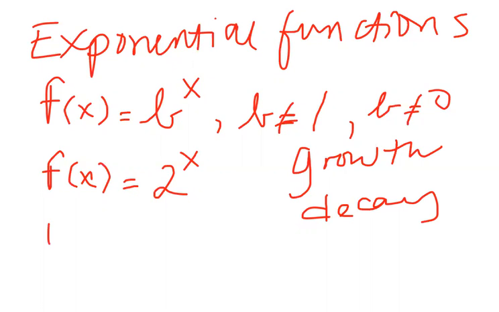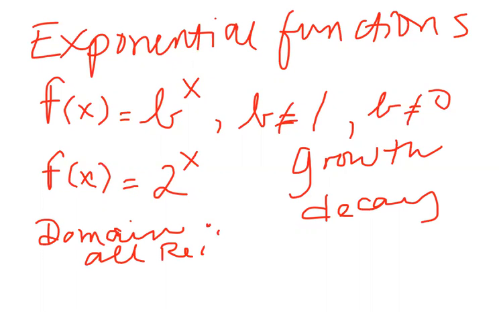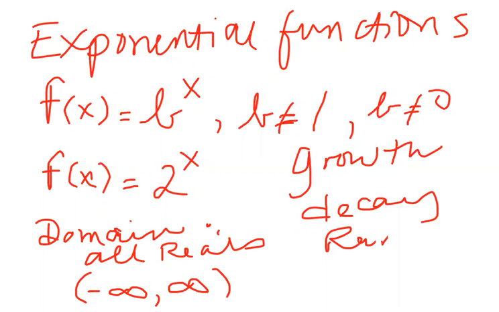When we talk about the domain of the exponential functions, whether we're talking about growth or decay, the domain is all reals. So when you express this in interval notation, it would go from negative infinity up to positive infinity. Likewise, the range is what you need to be careful with. The range of these exponential functions, whether growth or decay, is going to go from 0 up to positive infinity, okay?